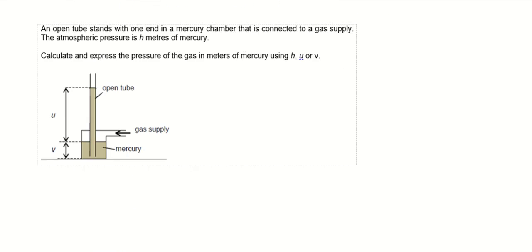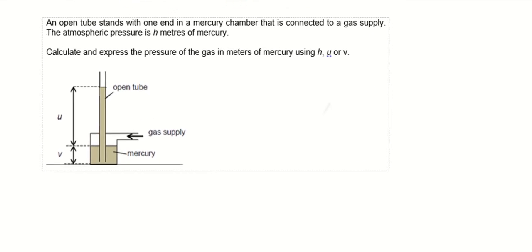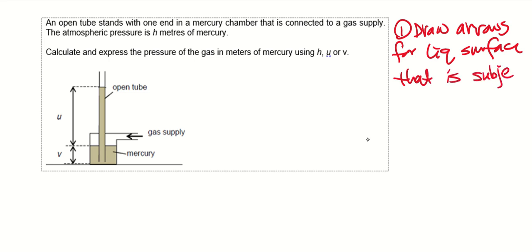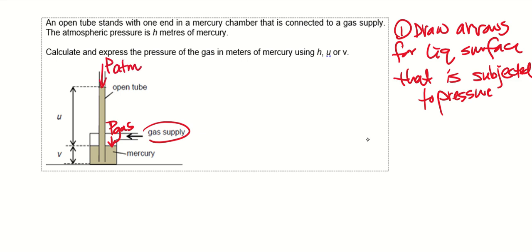Okay, this is one of the questions in your notes. Let's see if we can apply this. So again, step 1, draw arrows for liquid surfaces that are subjected to pressure. So I have this surface, and it is due to the gas supply, so I put P gas. Then over here is an open tube, so definitely it is PATM. Alright, so once we are done, we can go to the second step.